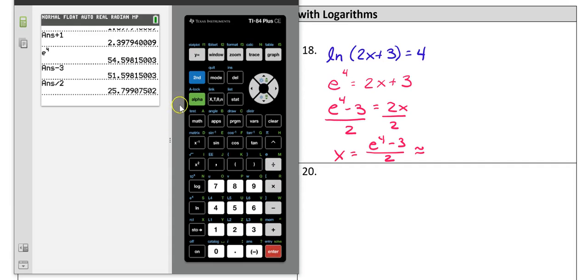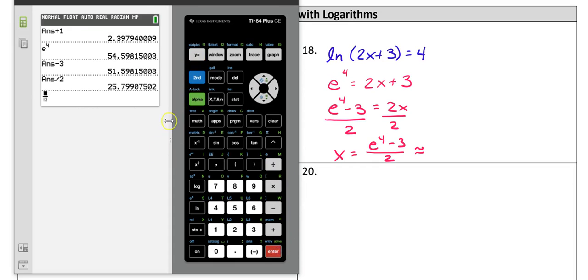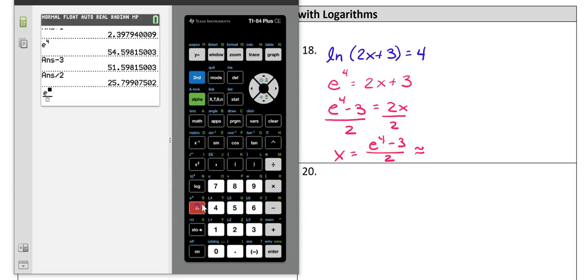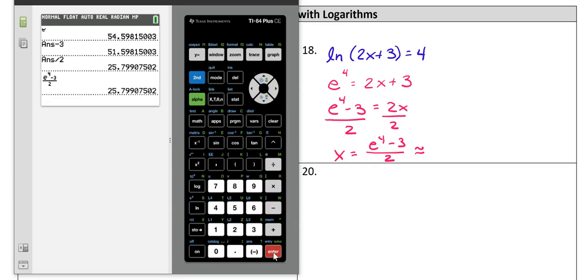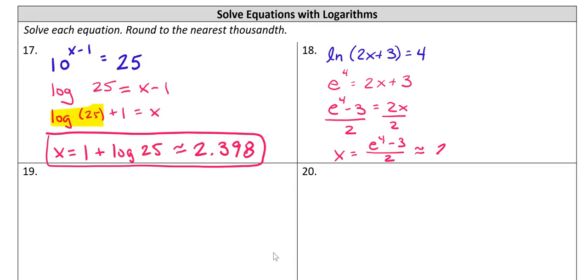Now, can you use the fraction button here? Absolutely. If you use the fraction button and type in the whole value, it will work as long as you're keeping it in the correct notation. So watch here. Notice either way, I get 25.799. So we're going to say this is approximately 25.799. That would be my value of x. So again, this is the approximate answer.